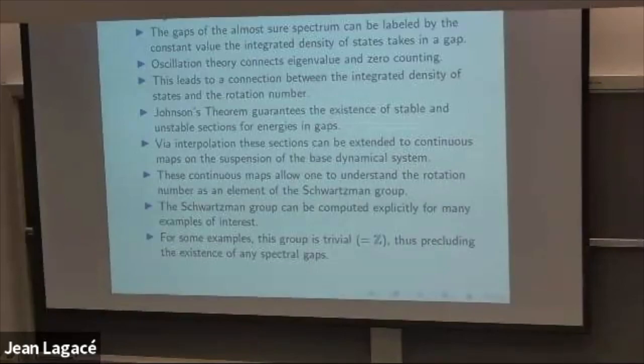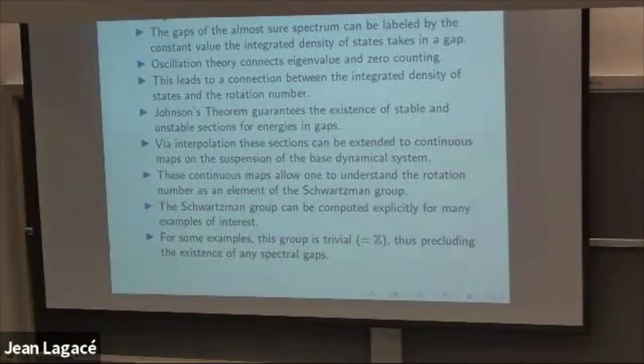And so this will actually appear in some cases. And then you'll say, okay, it's Z, so what? And then you remember that a gap labeling theorem tells you that the elements of the Schwarzmann group correspond to the values of the IDS in gaps. But the IDS is 0 to the left of the spectrum and 1 to the right, and grows on the spectrum. So therefore, at each interior gap, the value is strictly between 0 and 1. Non-integer. So if the Schwarzmann group is Z, you have no gaps.